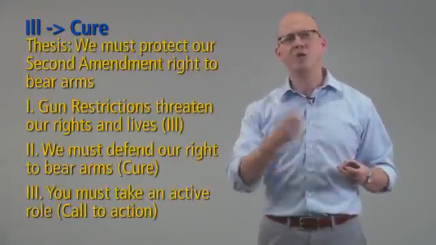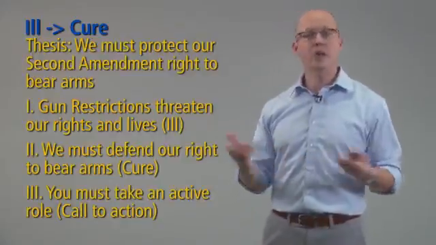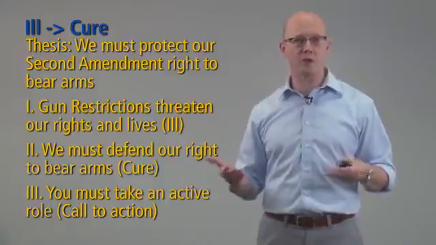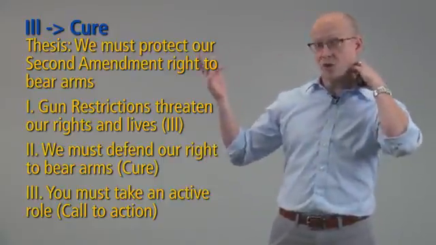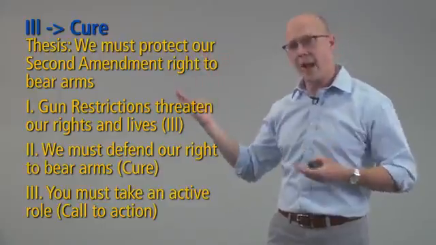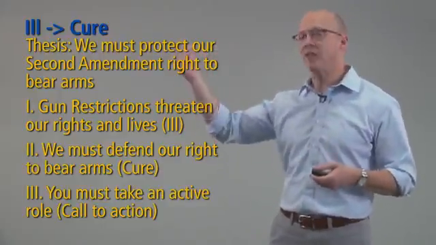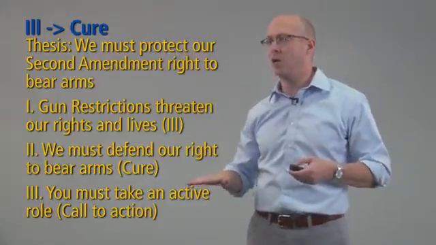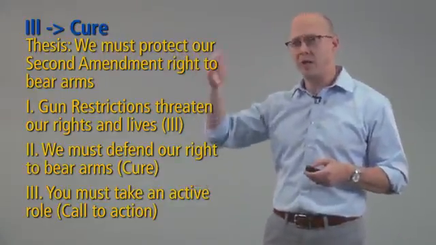Now, in other cases, maybe you don't need blame, or maybe you want to devote your attention elsewhere. So an argument that's made often here is we must protect our Second Amendment right to bear arms. Here, the blame is not really all that necessary in the development of this motivational speech. The ill is gun restrictions threaten our rights and our lives. So it's a presence-absence case. If the presence of gun restrictions is what's at threat, the absence is what's going to make it go away.